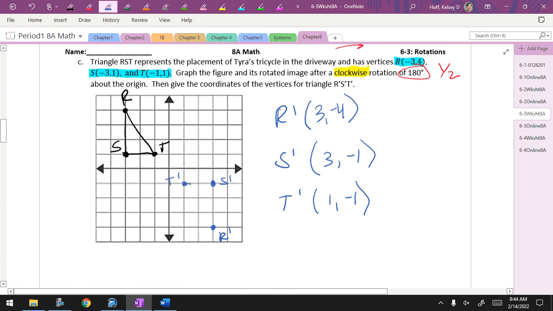It's right. When they rotate it, they just look to see. But I did that before we did this. That's right. These two are not. (3, -1). You did (3, positive 1). You need (3, -1). (3, -4). Your R prime and S prime are plotted incorrectly. T prime is right.